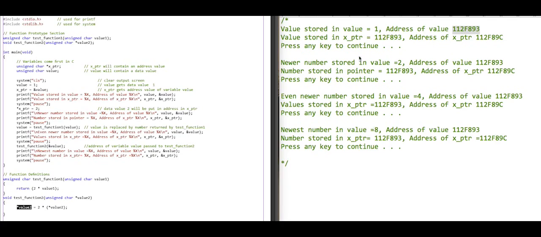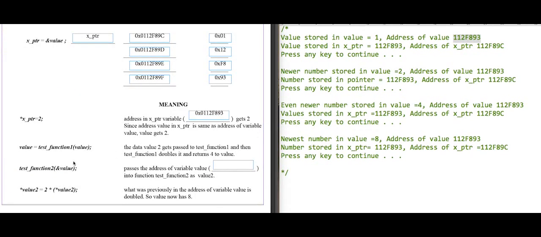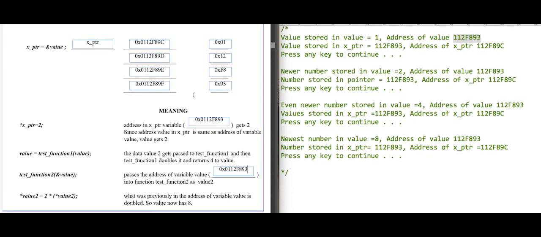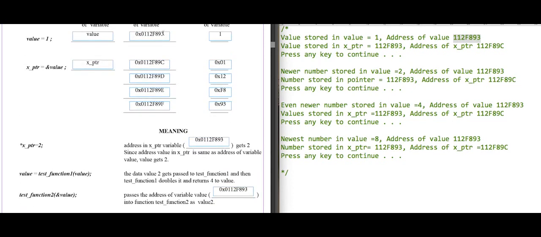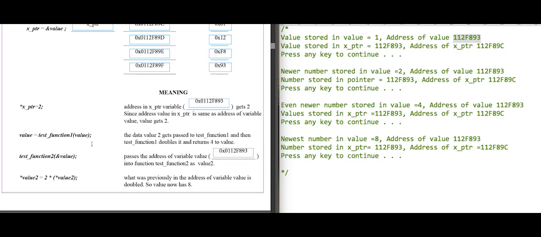Let's take a look at the lab itself. Now you can see here it says passes the address of variable value into function test function 2 as value 2. So what is it passing in? It's passing this in. So all we have to do is put this value here, because this is the physical address of variable value. So as I said, this is an indirect way of dealing with this. The physical address of value is going to be then modified to get the value 8 as it shows here.